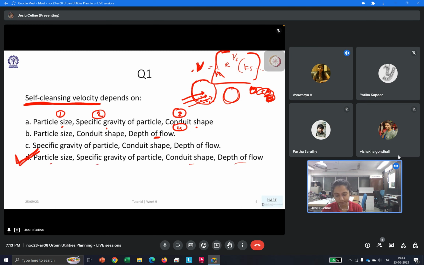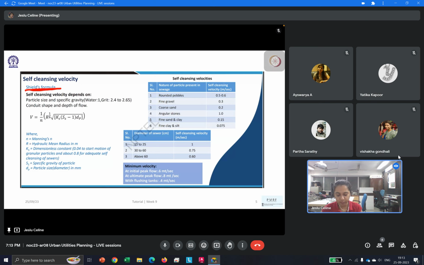So let's see, this is what we saw in the lecture. We mainly use the formula called Shields formula, which is what I was trying to explain before. V is equal to 1 by n, R raised to 1 by 6, root of Ks (s minus 1) dp. In this, n is the Manning's coefficient. R is your hydraulic mean radius, which we've already discussed. It means area by wetted perimeter.